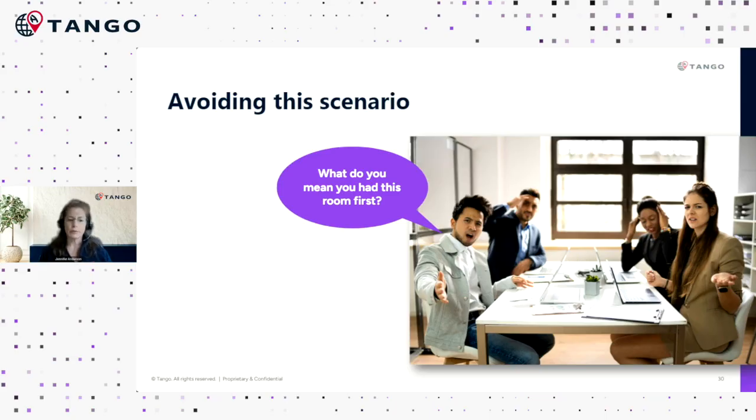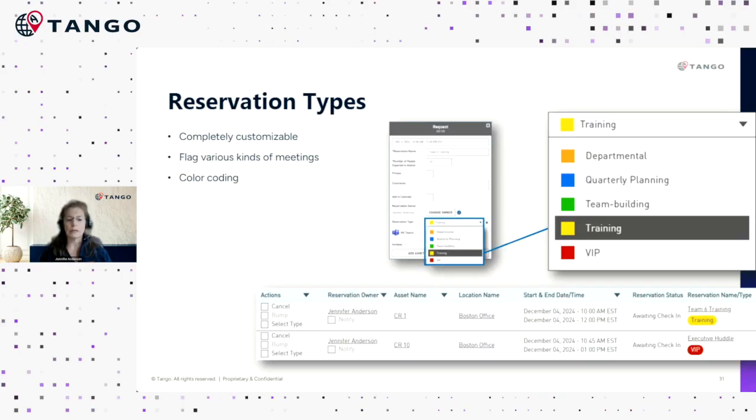Sometimes meetings have to be moved, but there are certain meetings that need to be flagged so that they don't get moved. One solution is to create a reservation type for VIP meetings and make sure that people who book VIP meetings know to select it when they create the reservation. Reservation types are also helpful to quickly identify different kinds of meetings that need to be tracked in analytics.